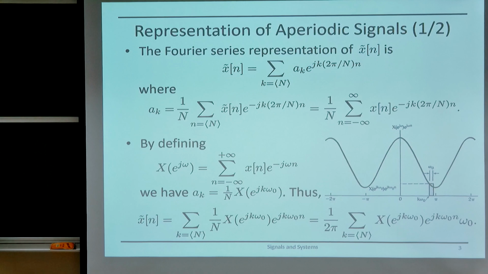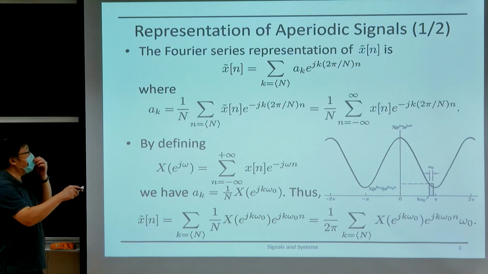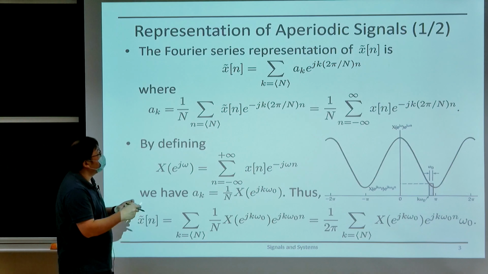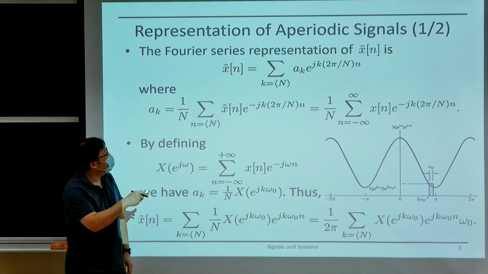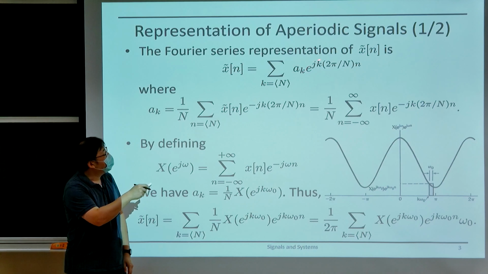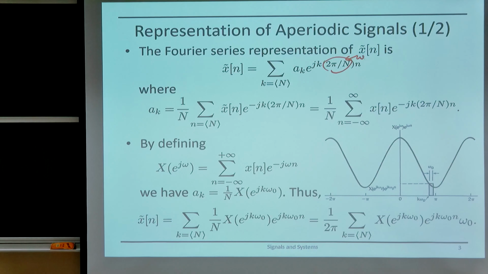So suppose we look at this x tilde of n, which is a periodic signal. For periodic signals, we know that the Fourier series representation exists. So the Fourier series representation tells us that we can write this x tilde of n as a linear combination of these harmonically related complex exponentials, right? This e to the j k 2 pi over capital N times n, right? So 2 pi over capital N, right, we can view as this fundamental frequency omega naught. Okay?